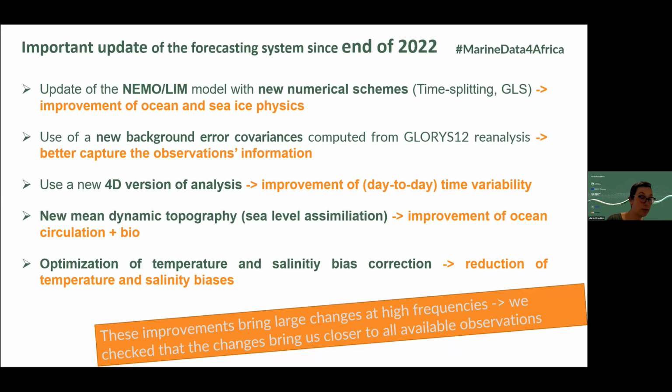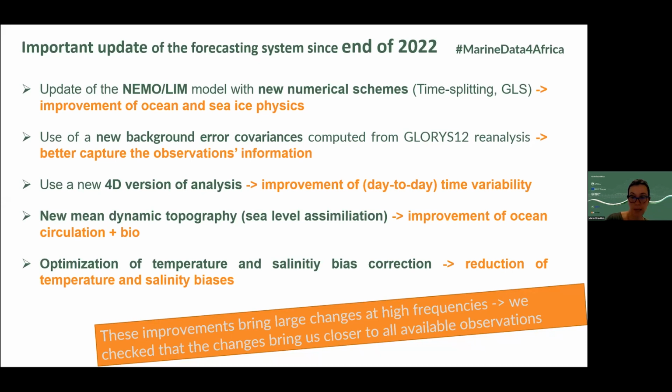We have updated the background error covariances. We compute them from the reanalysis. With this, we better capture the information contained in the observations. We are now using a 4D version of the analysis, which is really improving the results and the day-to-day time variability. We are using a new mean dynamic topography, which improves the ocean circulation. We also have improved the bias correction at large scales for temperature and salinity. We have checked with observations that these improvements are really improving the overall results, including at high frequencies.